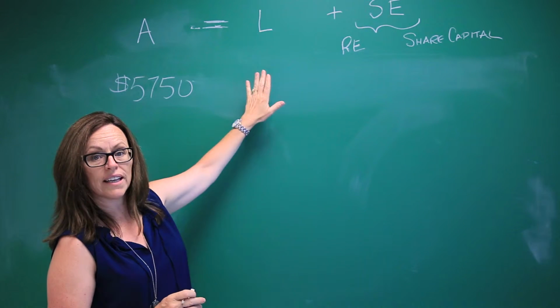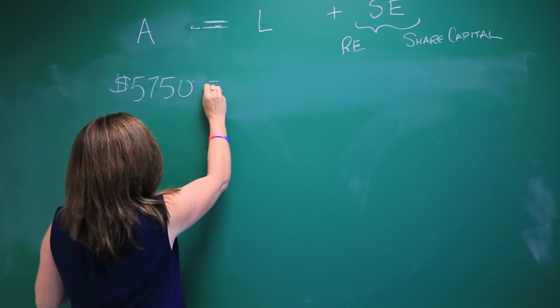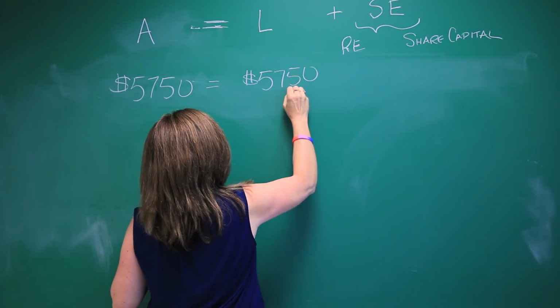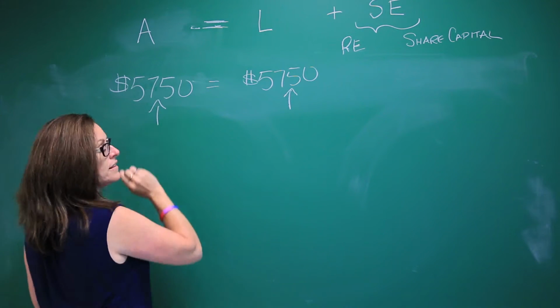They've purchased that on account, so they're going to be owing that in the future. So our liabilities have gone up and our assets have gone up.